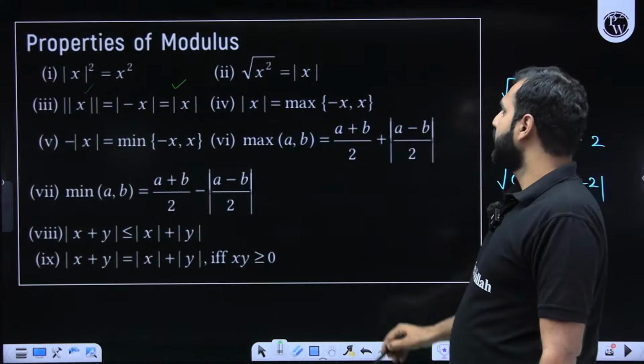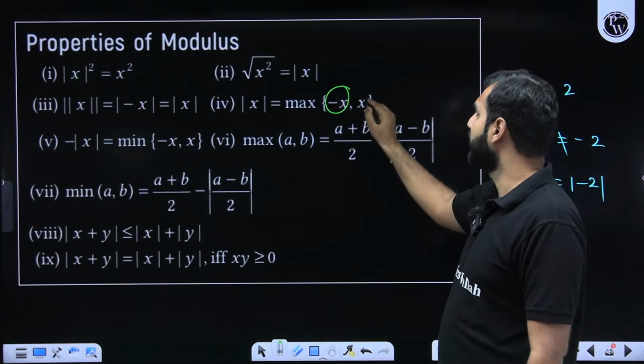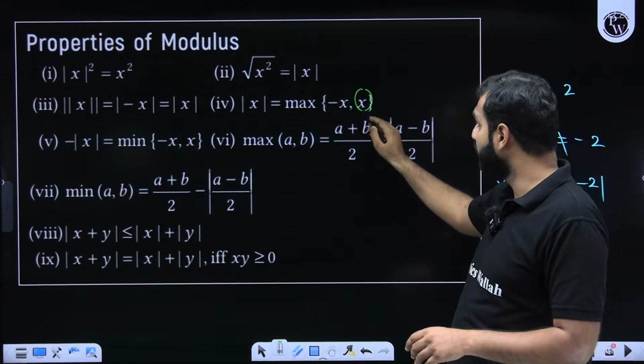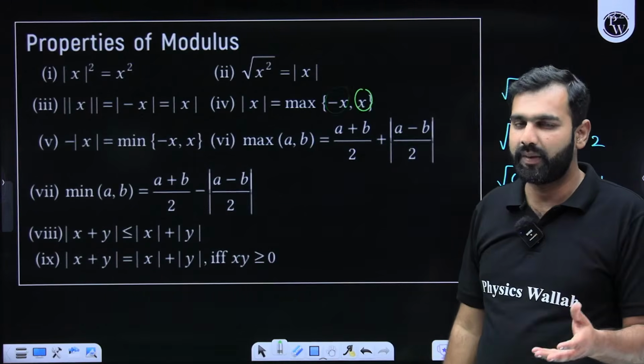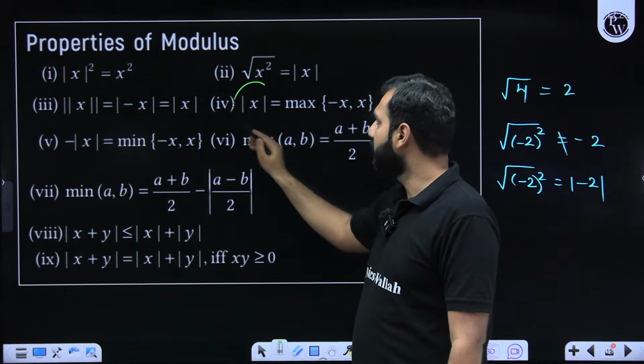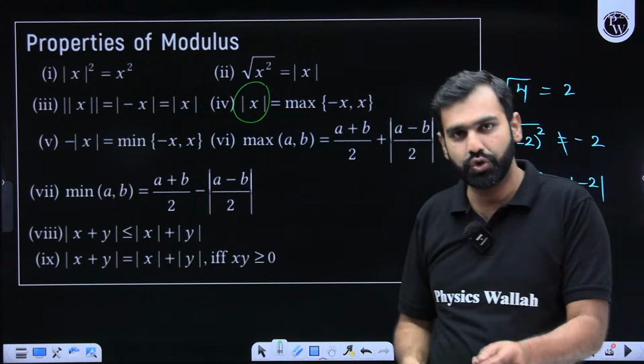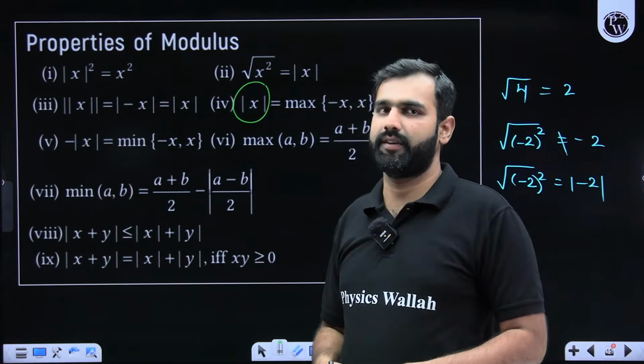Let's say when I wish to take the maximum of minus x and x. If you are assuming that some x will be greater, then we don't know, because x is basically a variable. So when you wish to take the maximum of minus x and x, there you get this delusion, and you are always supposed to take mod x.